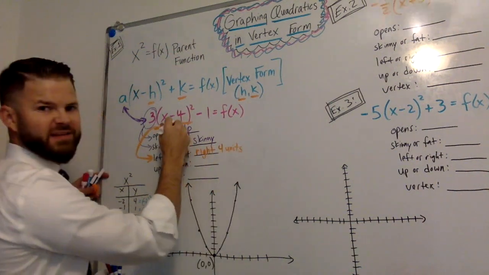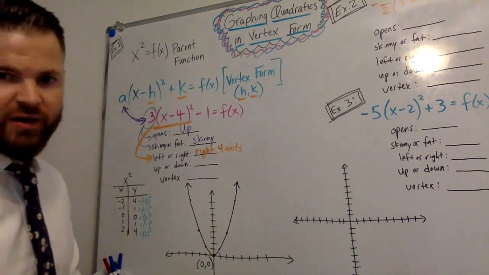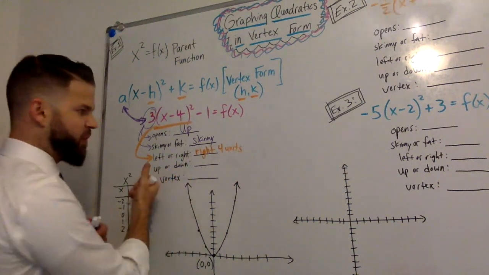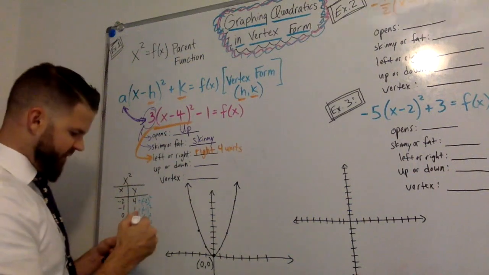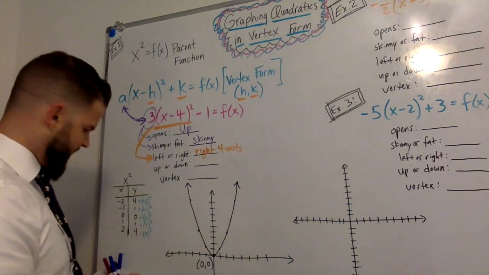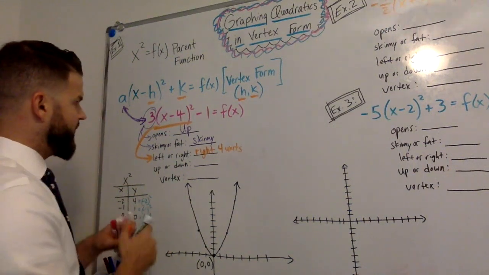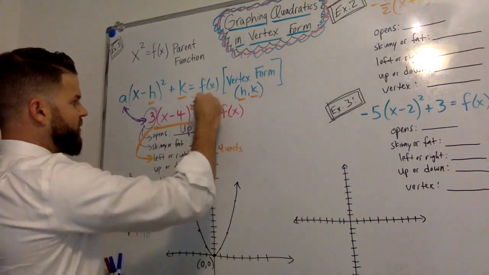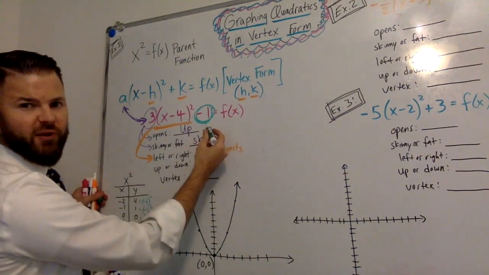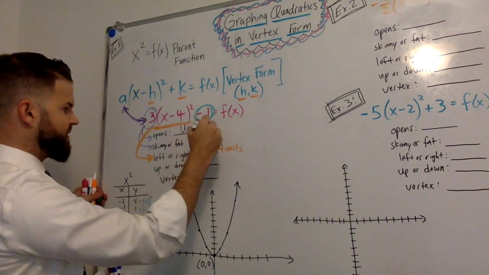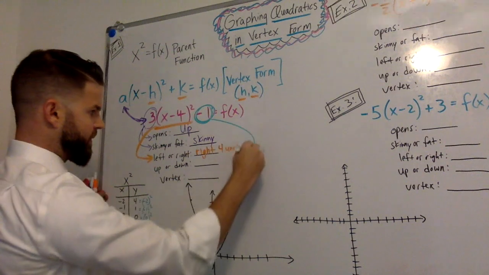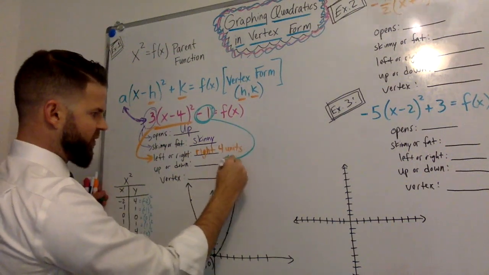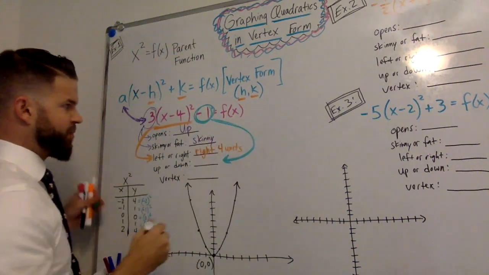Whatever that sign is, it gets shifted the opposite direction. So if that's a -4, it gets bumped to the right 4 units. Now, if it opens up or down, we're going to make this guy the green. My k value, this free floater hanging around outside the parentheses, is going to determine my vertical shift.